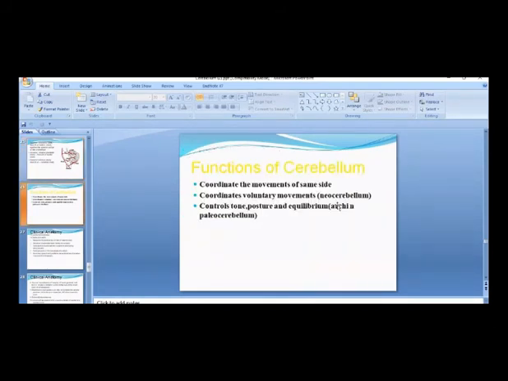Now functions: it coordinates the movements of the same side, and coordinates the voluntary movements. It controls the tone, posture, and equilibrium. This is done by the archicerebellum and paleocerebellum. This is done by the neocerebellum.